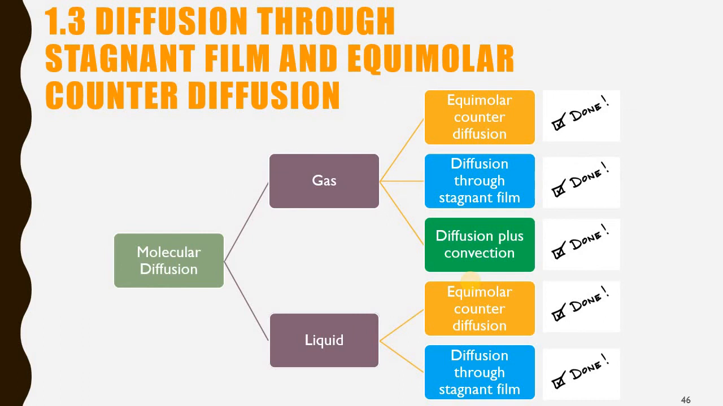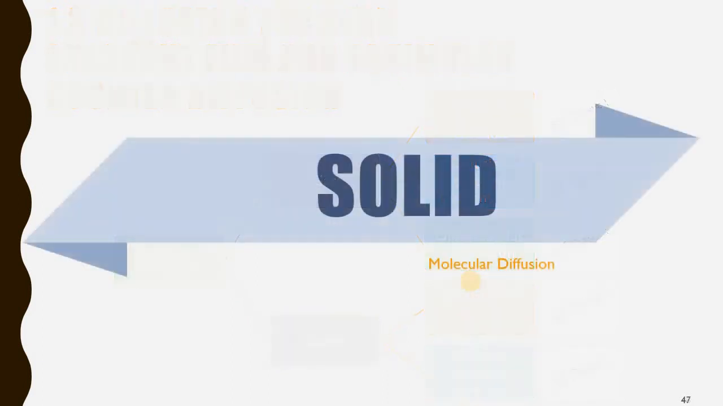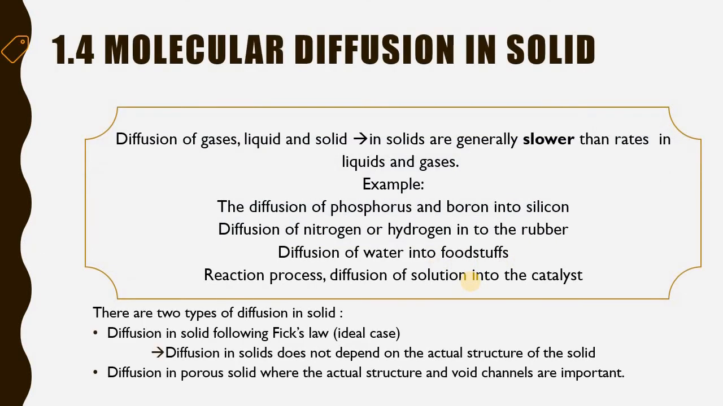Okay, so we are done with diffusion through a stagnant film and equimolar counter diffusion in gas and liquid. Next we will see the diffusion flux in solid. If we compare solid, liquid and gases, as I mentioned before, diffusion in liquid is much slower than in gases. The diffusion in solid will be much slower than in liquid and gases. I think you can guess why, because of the molecular arrangement. The solid is packed together.